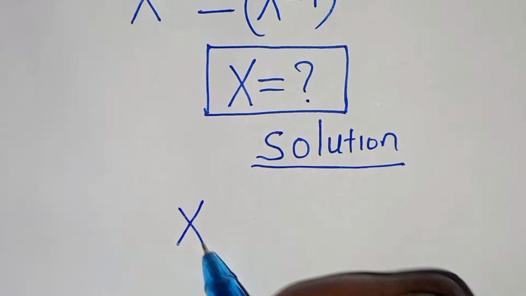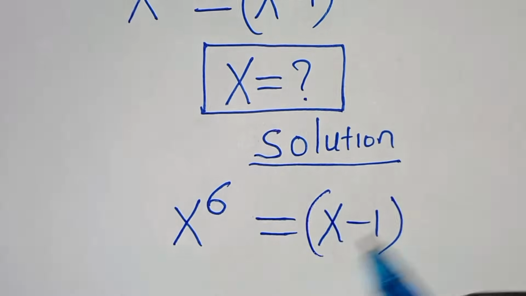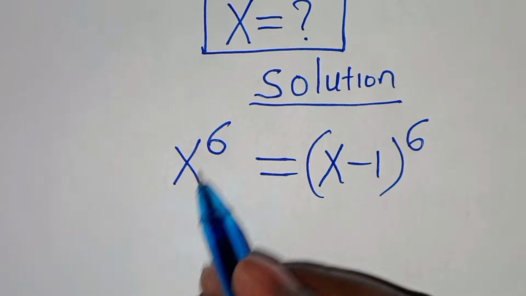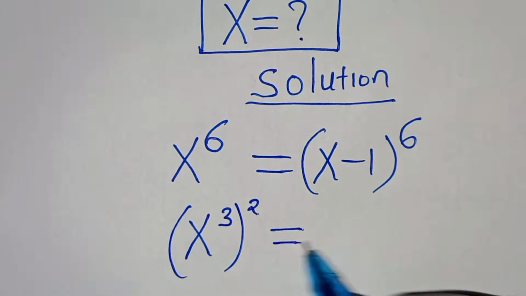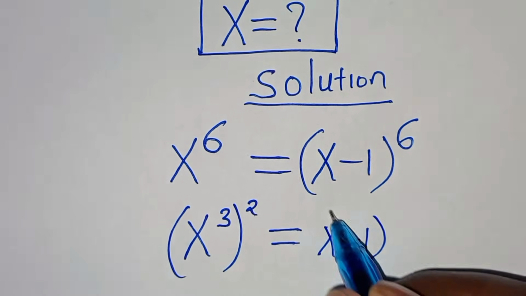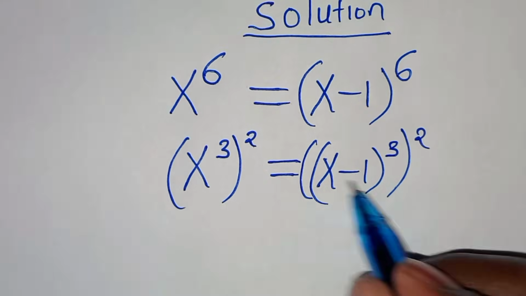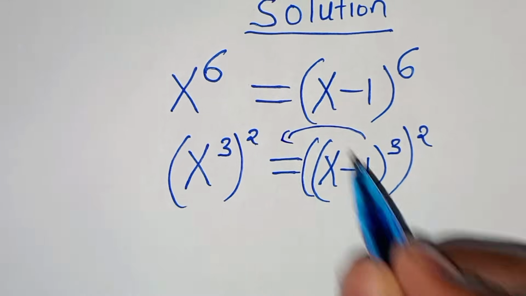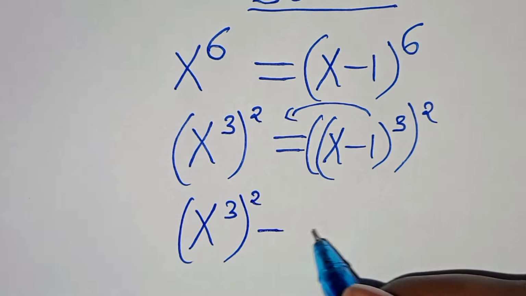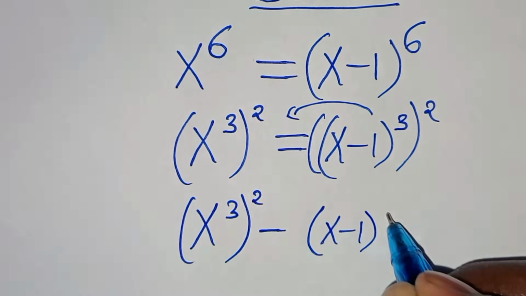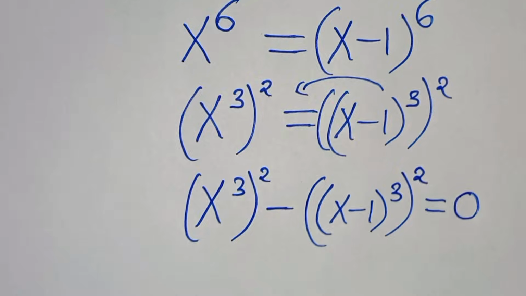So this is x to the power of 6, equal to x minus 1 raised to the power of 6. We can express x to the power of 6 as x to the power of 3 raised to the power of 2, equal to x minus 1 raised to the power of 3, then raised to the power of 2. Let's take x minus 1 to the power of 3 to the power of 2 on the left hand side, so that this is x to the power of 3 raised to the power of 2, subtract x minus 1 raised to the power of 3, then everything here raised to the power of 2. This is equal to 0.